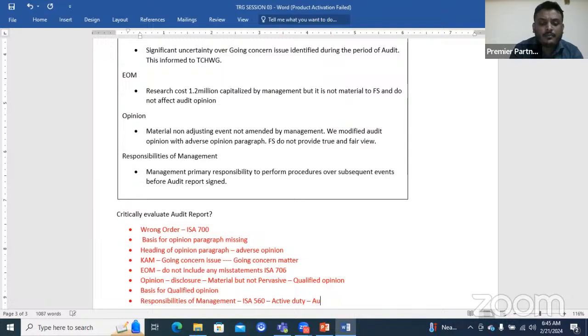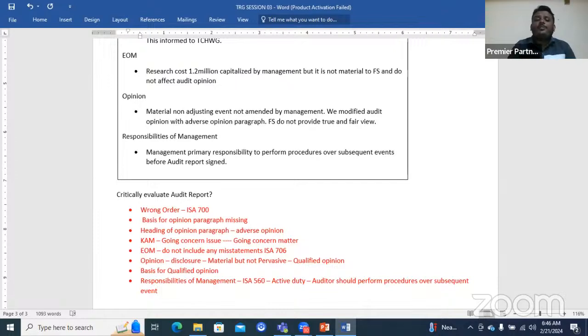The auditor should perform procedures over subsequent events. But he mentioned here that it is management's responsibility. Management does not have responsibility during the active duty period. It is the auditor's responsibility to check whether there is any subsequent event identified. So it's wrong. It's the auditor's responsibility. ISA 560 clearly says so. All these problems are there. You should use all these problems to critically evaluate this audit report. Is it clear, students? Is it clear? Understood?